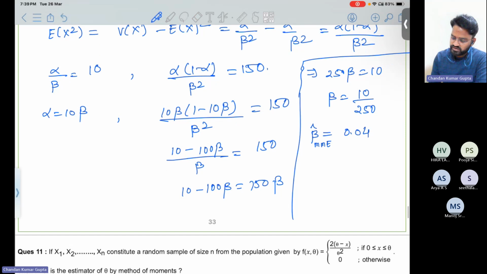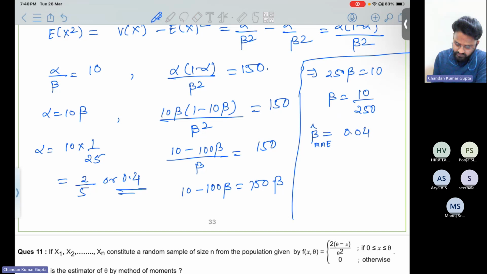Now putting the values of beta, that is 1 upon 25, and alpha equal to 10 into 1 upon 25, it is equal to 2 upon 5 or 0.4.